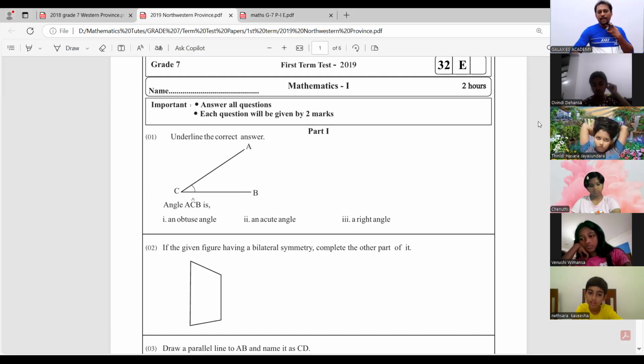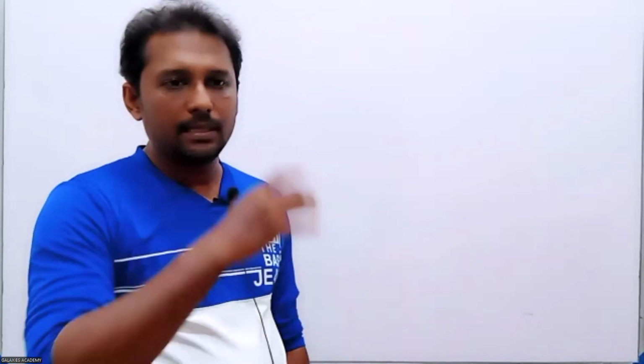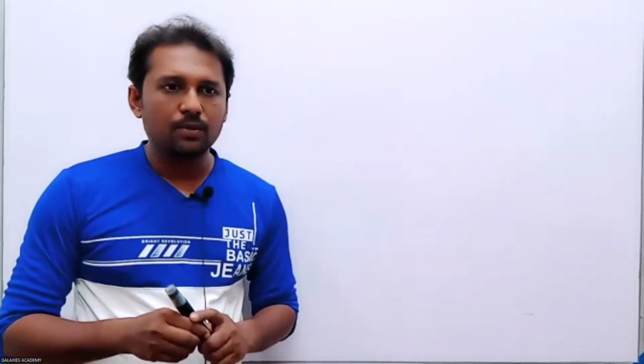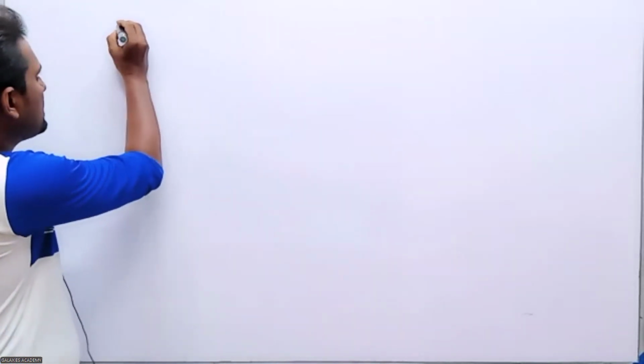Part 1, look at the first question. An angle is given, and you have to select which type of angle this is, right? Do you remember what the types of angles are? In grade 6 and 7 also you studied. There are 5 types, no? What are the 5 types? These are the types.